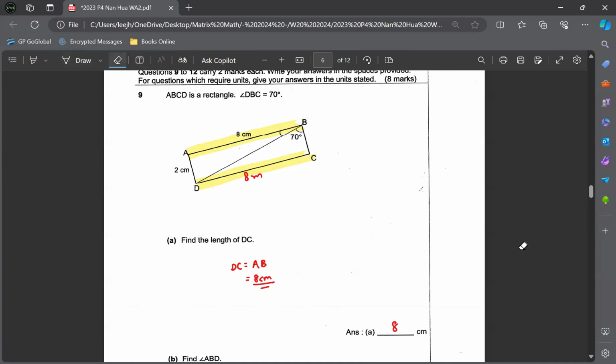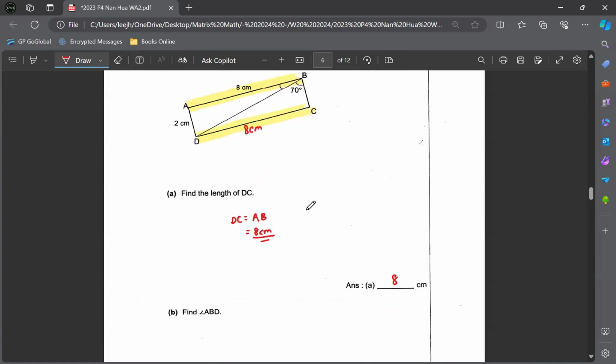Oh, wait, let me write cm. Okay. Question B. Find angle ABD. Where is ABD? The ABD is this one. This is the one I'm finding. So very simple. You can see AB is perpendicular to BC, which means this here is a 90 degree.